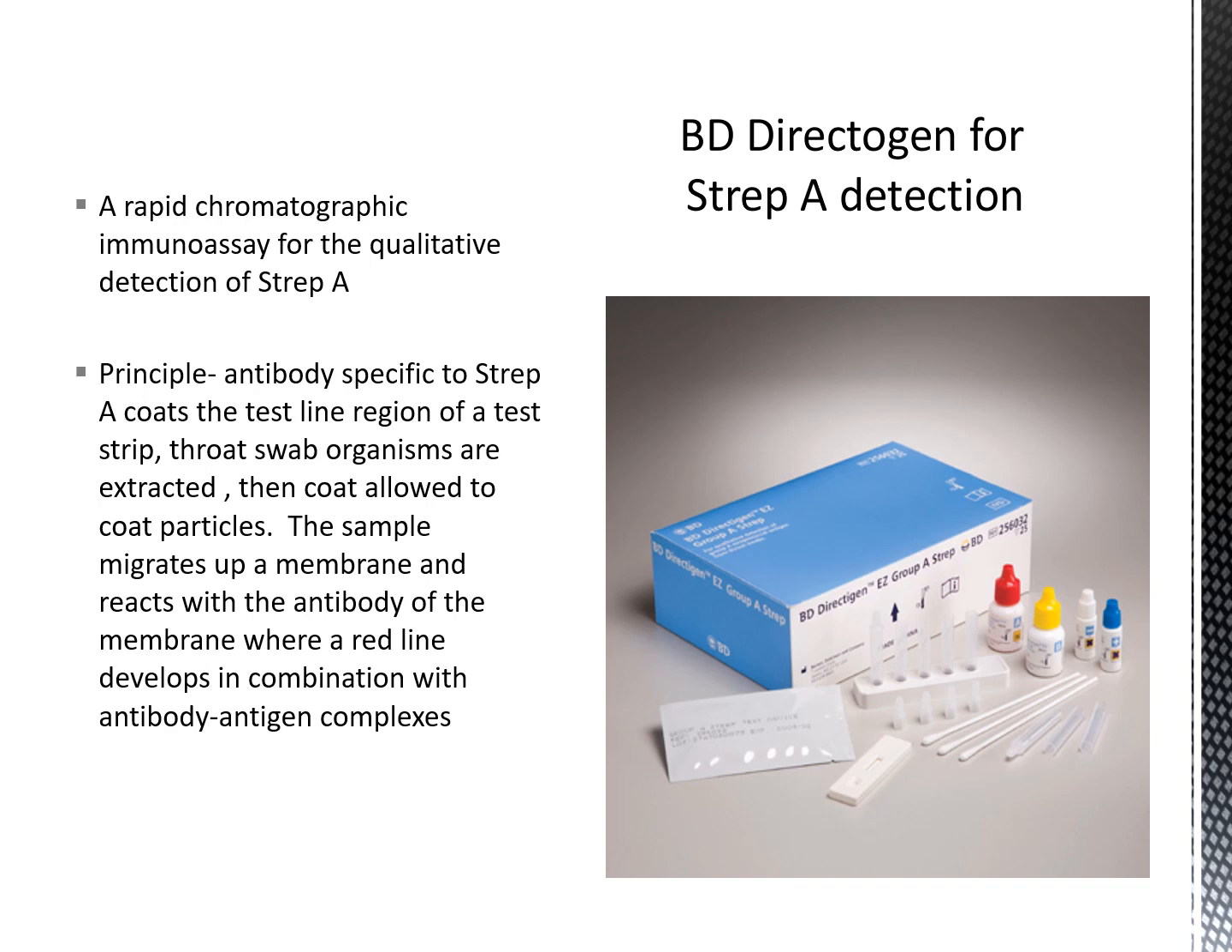In the BD Directigen kit, we have an antibody specific to Strep A that coats the test line region of a test strip. The throat swab organisms are extracted, very similar to the other kits we were talking about, and they're allowed to coat these particles. The sample migrates up the test membrane and reacts with antibody on the membrane, where a red line develops in combination with antigen-antibody complexes. So it's very similar to the other 3 test kits that we were talking about. Basically, I just wanted to show you here that there are a number of different Strep A detection test kits out there on the market.